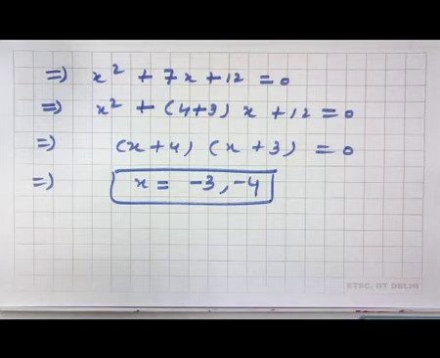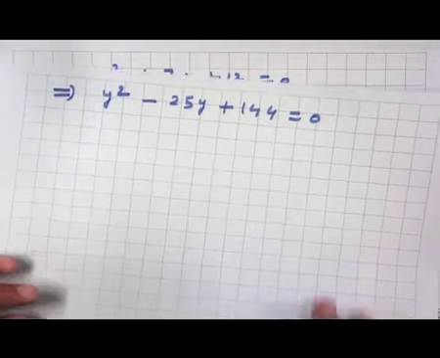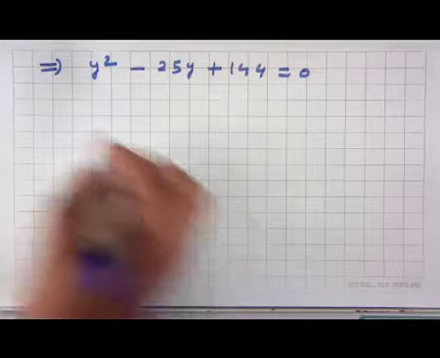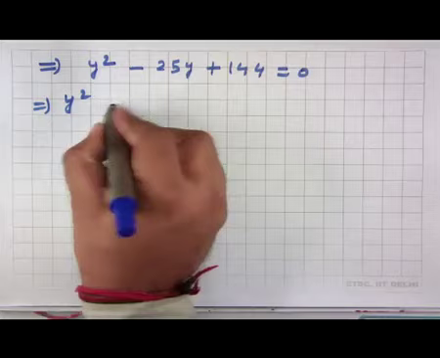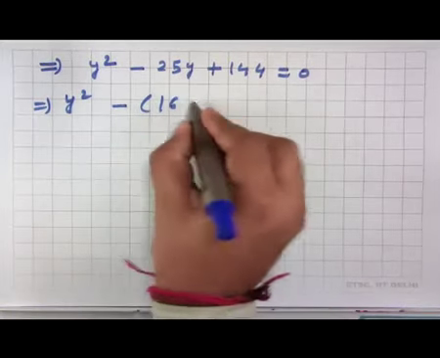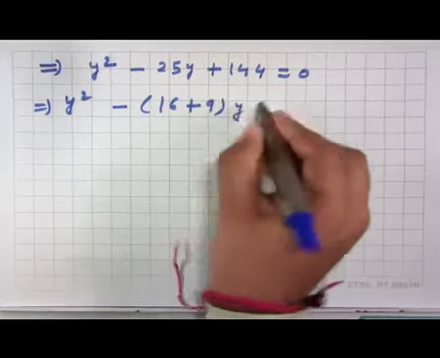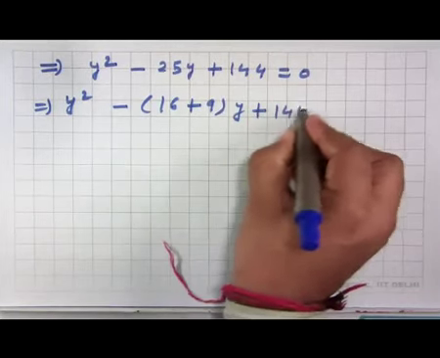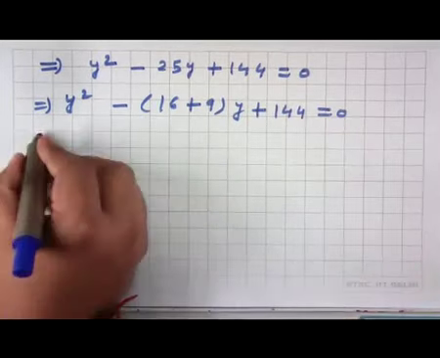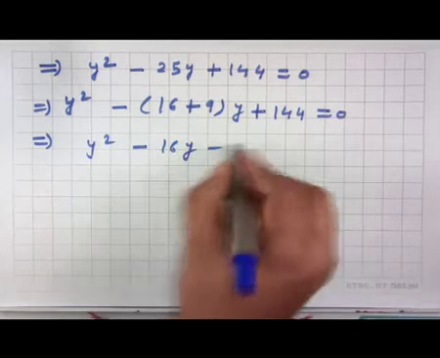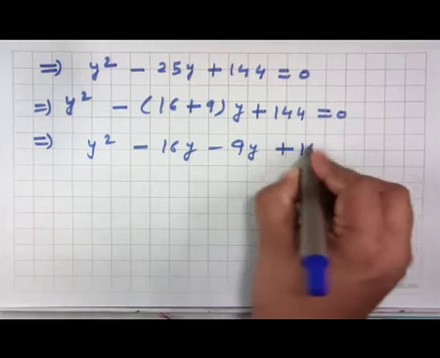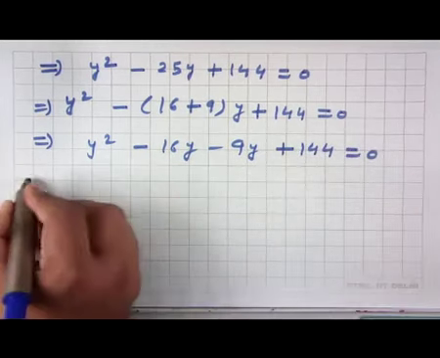Now we will find out the roots of y square minus 25y plus 144 equals 0. Now the roots will be: y square minus 16y minus 9y plus 144 equals 0.